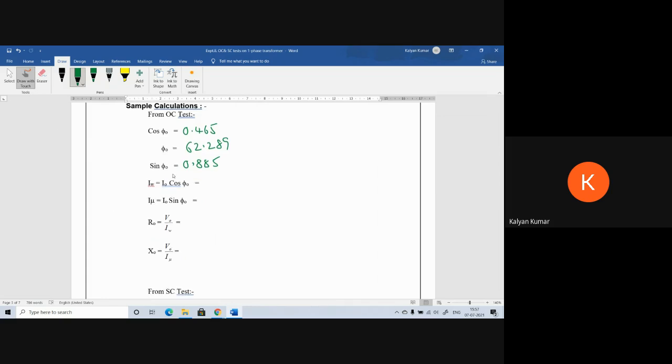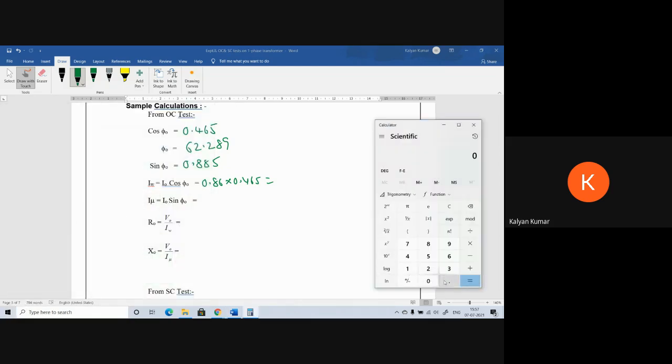Now IW will be I naught into cos phi naught. I naught is 0.86 that we got from the experiment, and cos phi naught is 0.465 that we have calculated. Therefore, IW will be 0.86 into 0.465. It will be equal to 0.399.